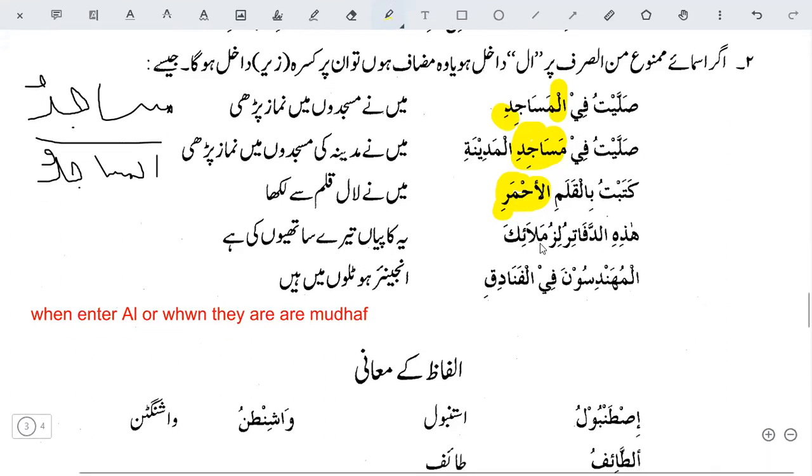Zumala'iki. Because zumala is mudaf here. Zumala uki. This is zumala uki. Because it is mudaf, it can become majrur because of the li. Li zumala iki.